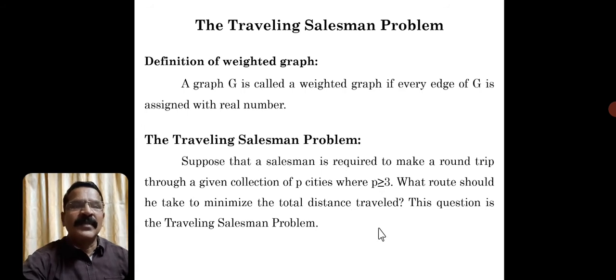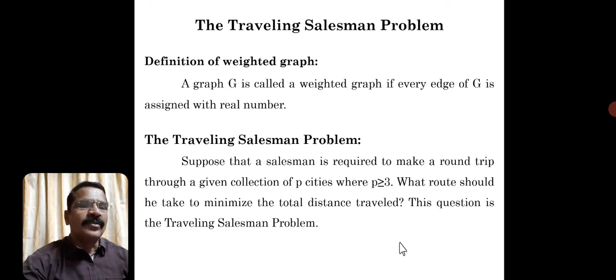Suppose that a salesman is required to make a round trip through a given collection of P cities, where P is greater than or equal to 3. What route should he take to minimize the total distance traveled? So this question is the traveling salesman problem, as I said in brief before this.